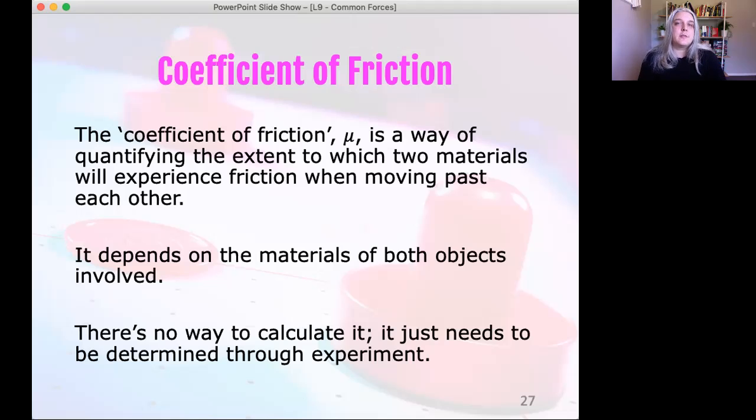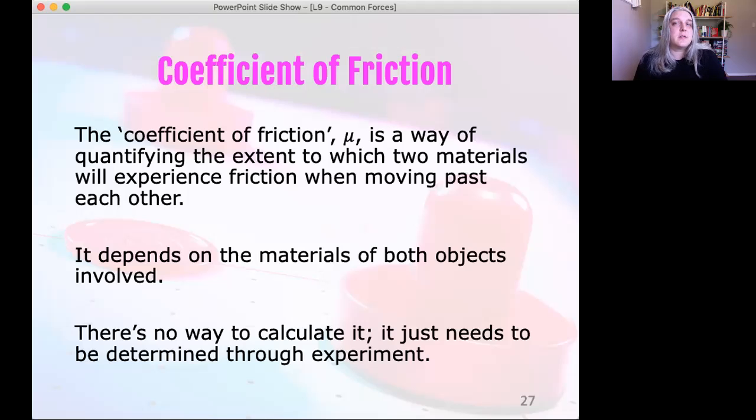There's no way for us to theoretically calculate this in most cases. What we have to do is find out what the materials involved are and then look up the coefficient of friction for those two materials when they're rubbing against each other. That's the best we can do: use reference tables full of experimental data from people that have done these things in the past and figured out their friction force, and use that to figure out how much friction we're hopefully going to see in a new problem.